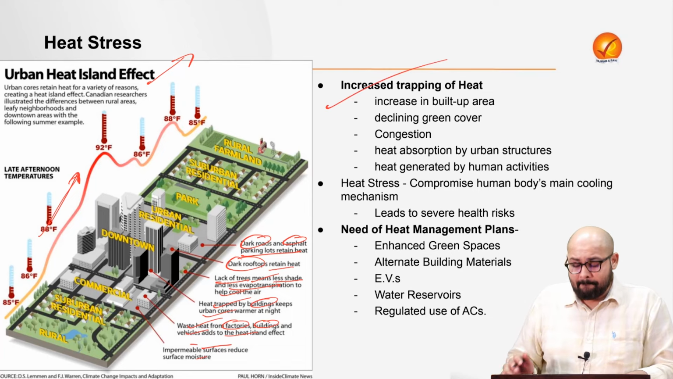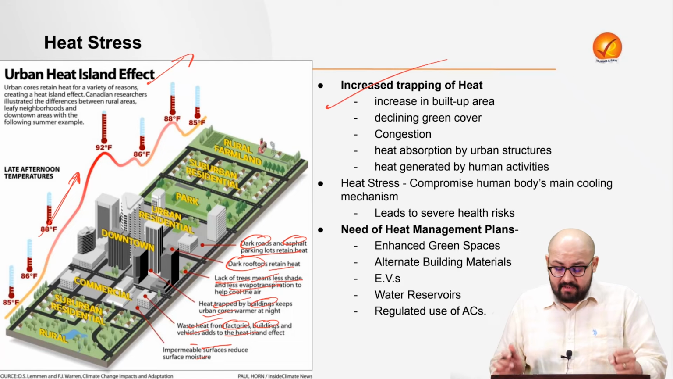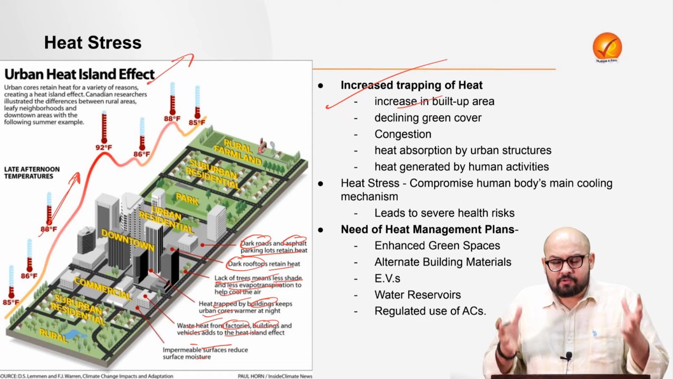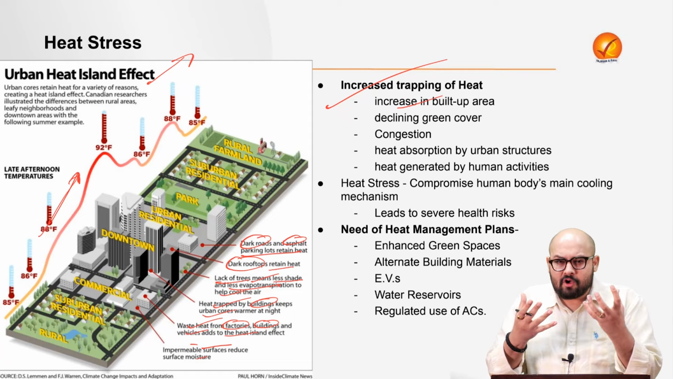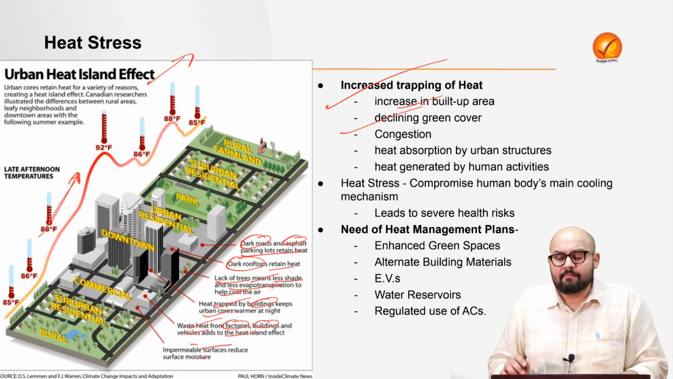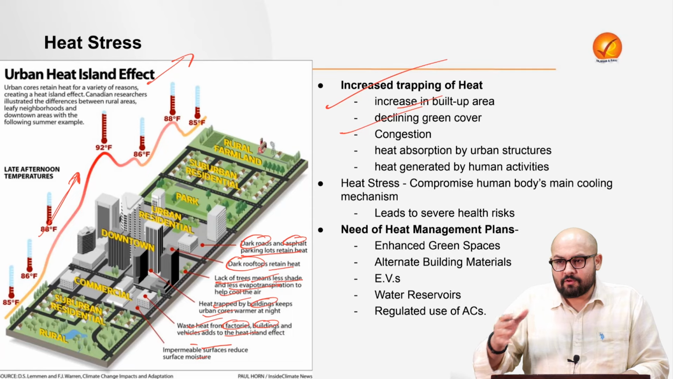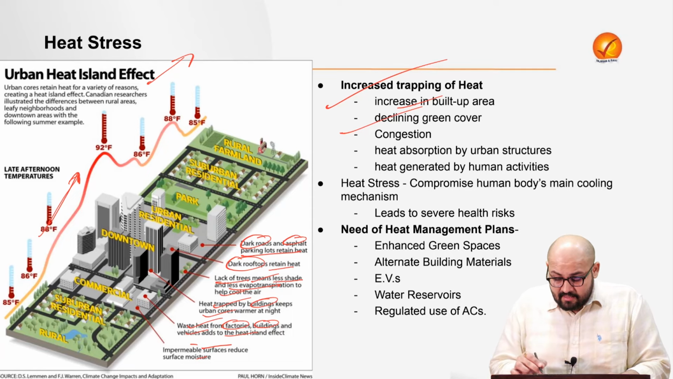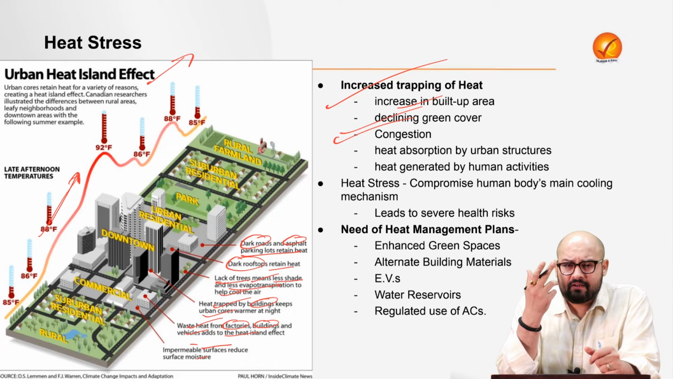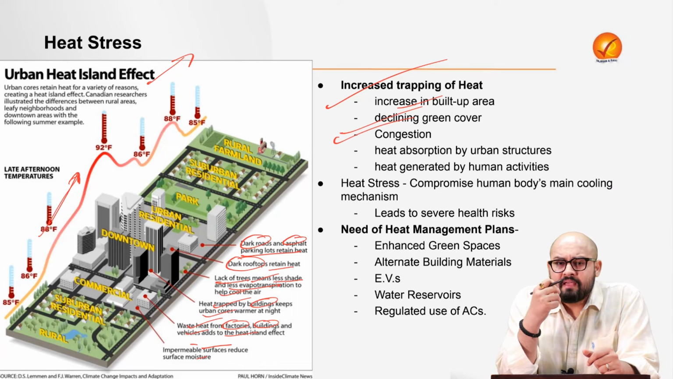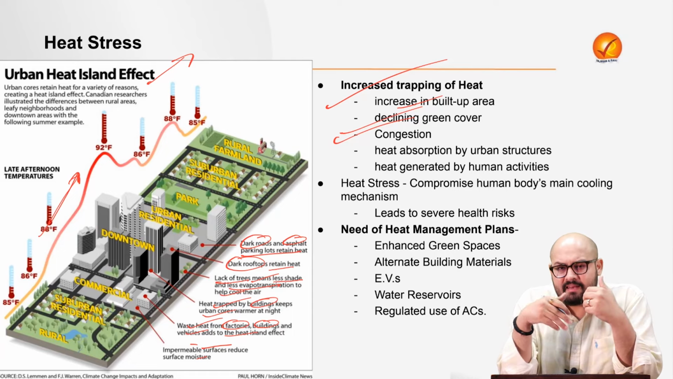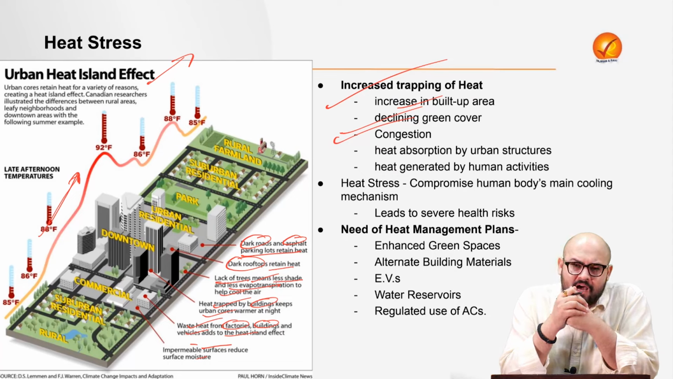Now this increasing trapping of heat is because of the increase in the built-up area. You have more concrete structures, so they absorb, the dark gray structures absorb more heat, and they are unable to release it at the same pace. Then we have declining green cover, because you are encroaching on the green spaces and constructing buildings. Then we have congestion. Once you have traffic congestion, there would be vehicular emissions, and those release gases, greenhouse gases. It leads to warming conditions. Again, it accentuates this problem of urban heat islands.